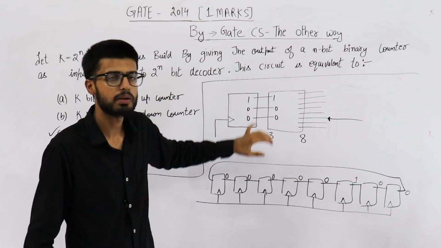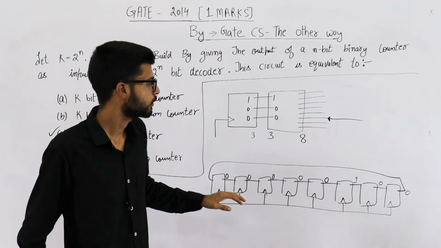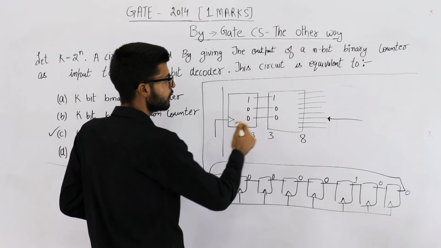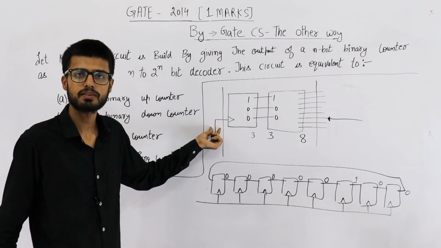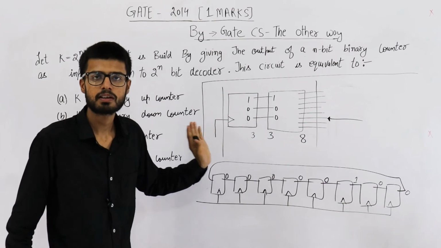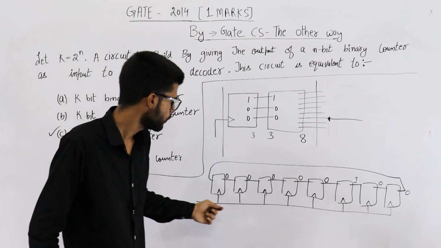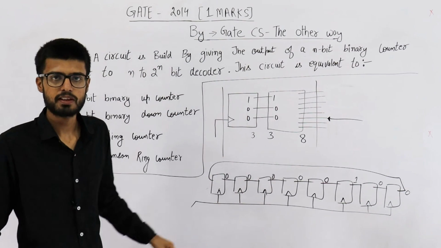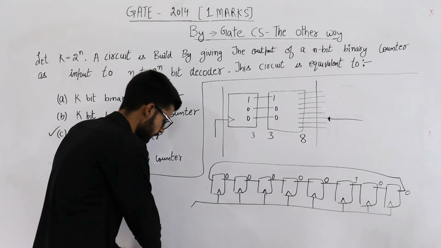What about these numbers? Just neglect them. They are the internal working of a circuit. See here, these are all the inputs and these are the outputs. In input, we only have a clock signal. This is the internal working, and we don't have to care about it. These are the outputs. Here also, the only input is this clock signal. So both of the circuits are equivalent. Your answer is k-bit ring counter. Okay, thank you very much.